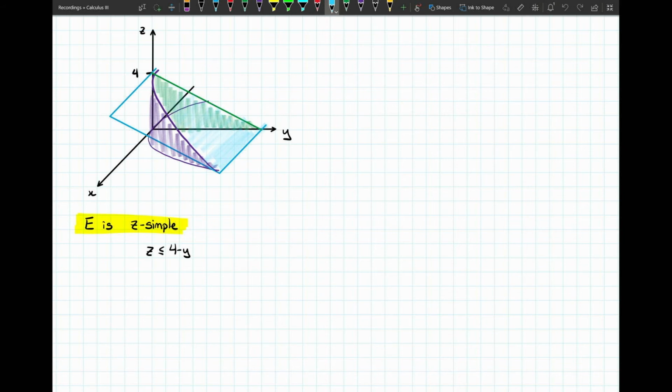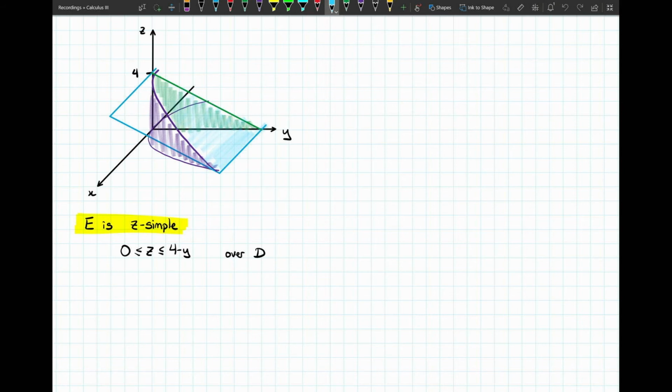Now, looking from below, we should see that the xy plane is the bottom surface. And that is just z equals 0. That's already, again, in the form of z equals a function of x and y. So z is always going to be greater than or equal to 0 for every single point in this solid region E. Now, what is the two-dimensional region of integration that we are left with?